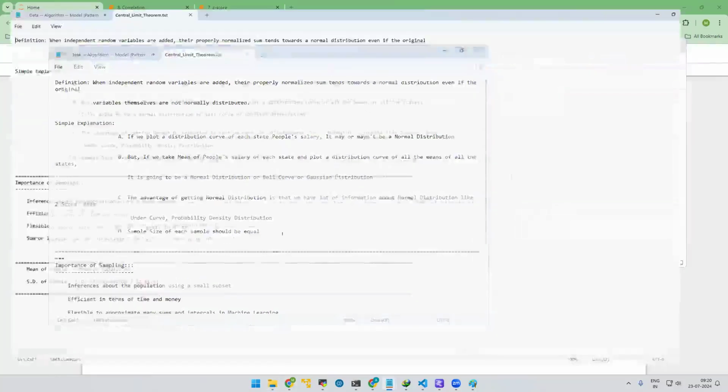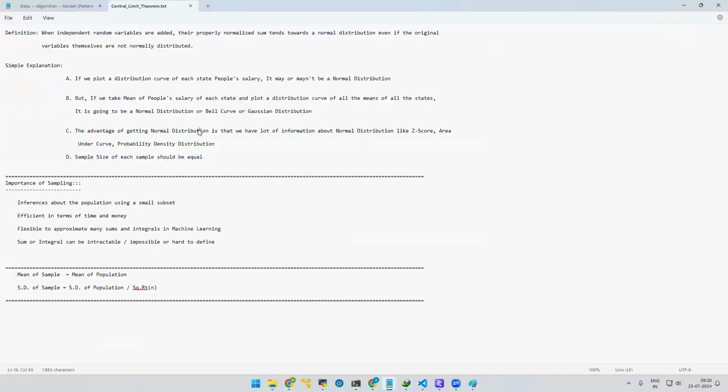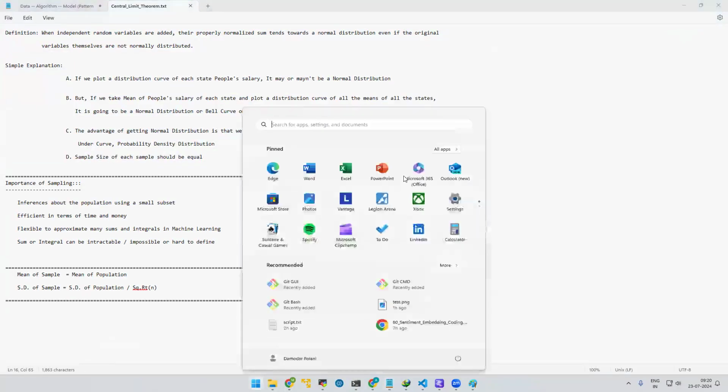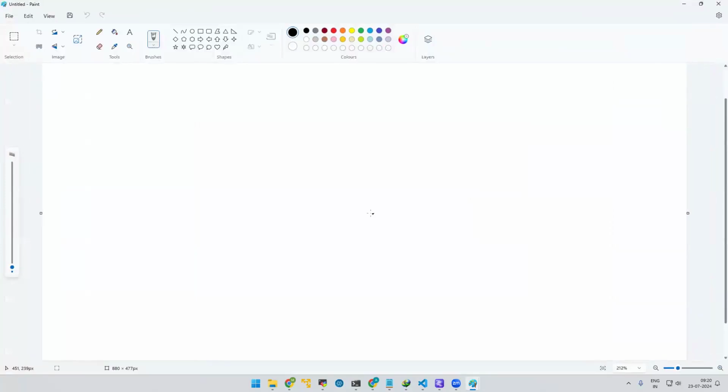Central limit theorem may be quite difficult to understand if you read the theory. Let me explain with a simpler example. For example, let's take the collection of exit polls. They have collected data from each of the states.